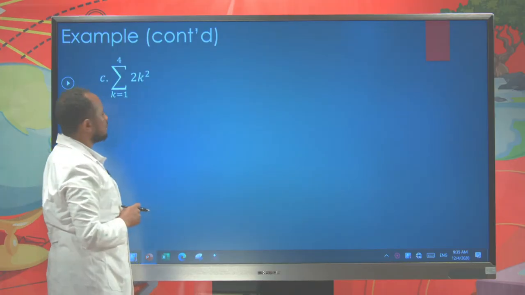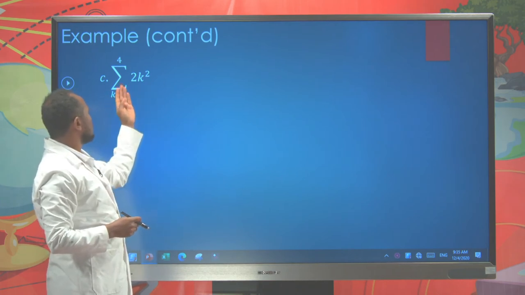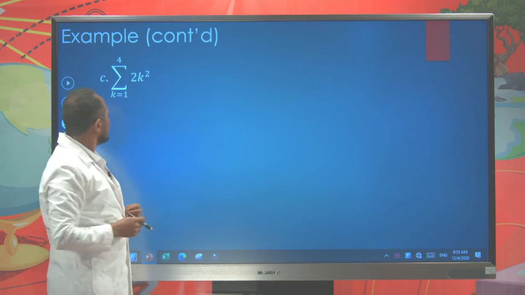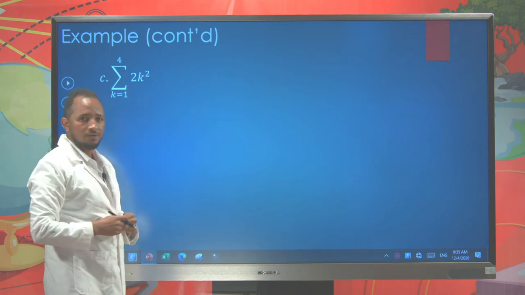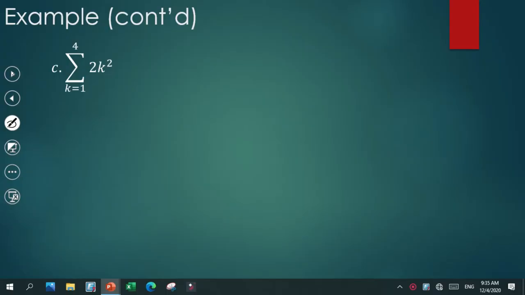Okay, this one. The summation of 2k squared, k starts from 1 up to 4. So, let me give you 40 seconds for this. Let's try this question. We'll do it together.